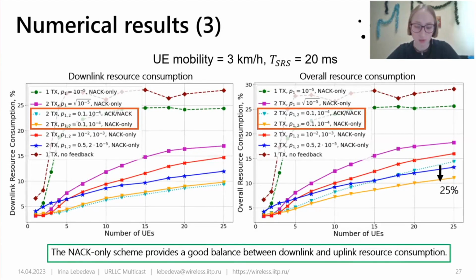Now let's compare different feedback schemes. The left plot shows that the downlink resource consumption for the ACK/NACK scheme is lower than for the NACK-only scheme, because the knowledge of the set of failed UEs after the first transmission allows increasing SNR and selecting a higher MCS for the second transmission. However, taking into account the influence of the uplink resource consumption in the right plot, the NACK-only scheme becomes the better solution. Thus, out of the three considered feedback schemes, the NACK-only scheme provides a good balance between downlink and uplink resource consumption.